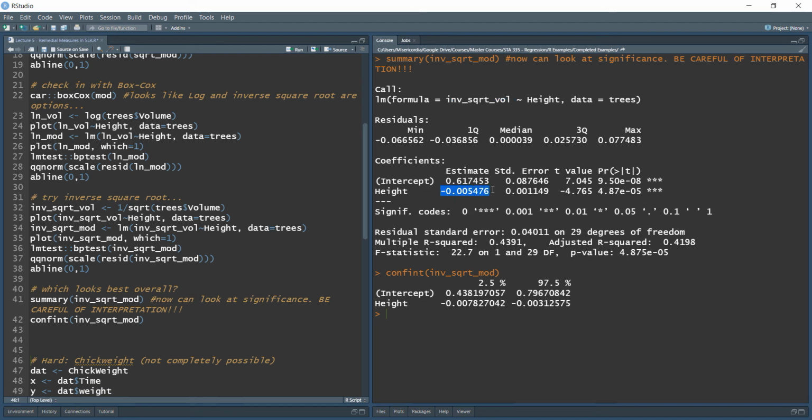My boss would laugh me out of his office because that is not what my boss cares about. What my boss cares about is how is volume related to height. So how can you possibly look at this and come up with that determination? Well, it is possible. It's a bit painful.